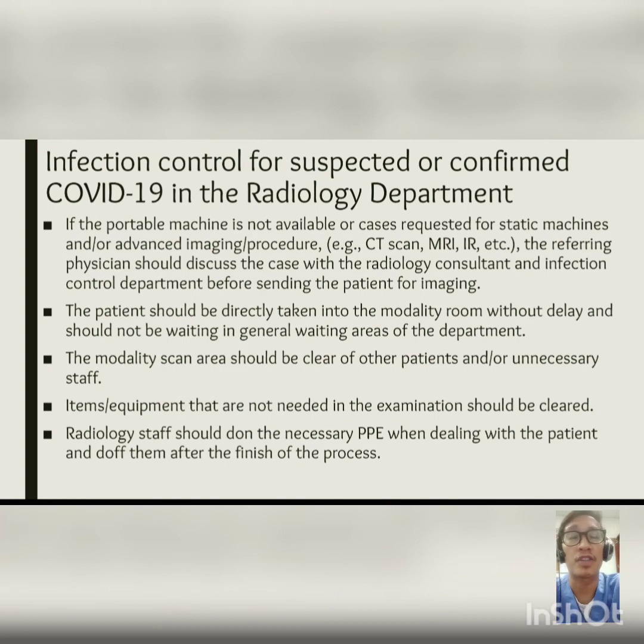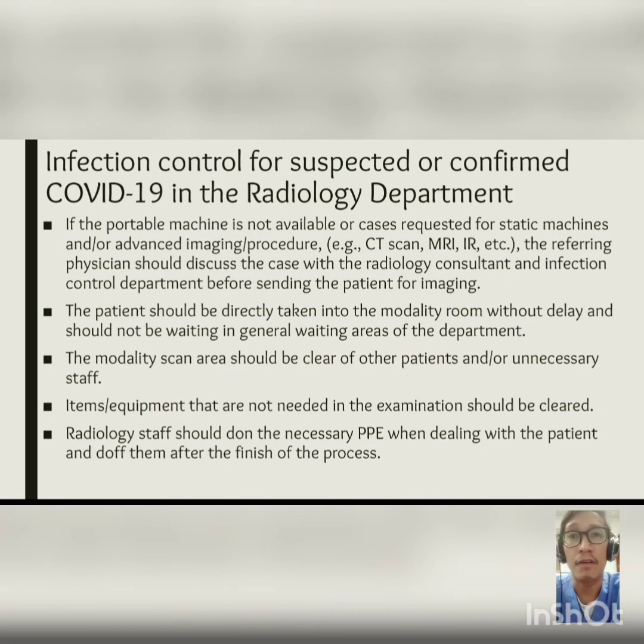Now, if the portable machine is not available or cases are requested for static machine and or advanced imaging procedure, the referring physician should discuss the case with the radiology consultant in the infection control department before sending the patient for imaging. The patient should be directly taken into the modality room without delay and should not be waiting in the general waiting area of the department. The modality scan area should be clear of other patients and or unnecessary staff.